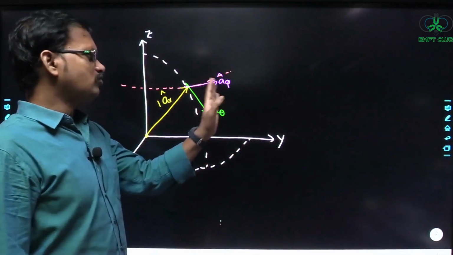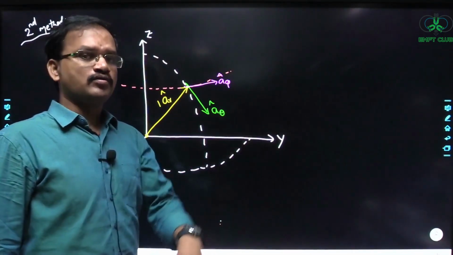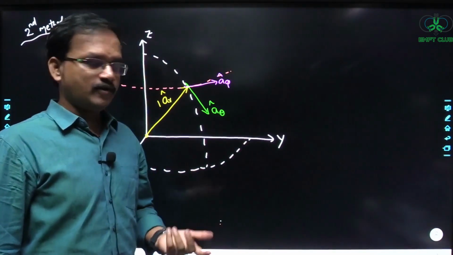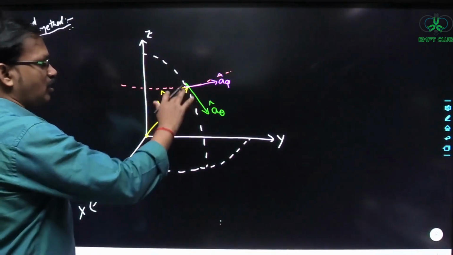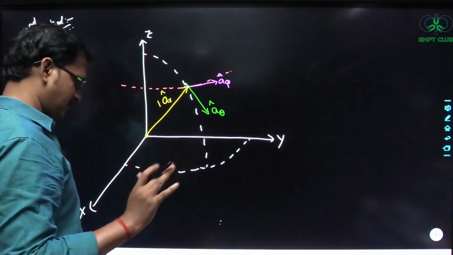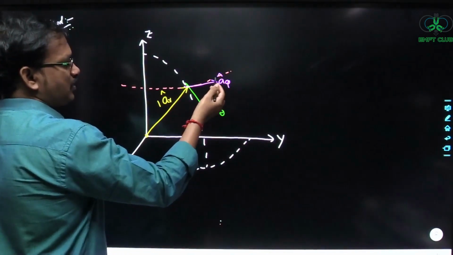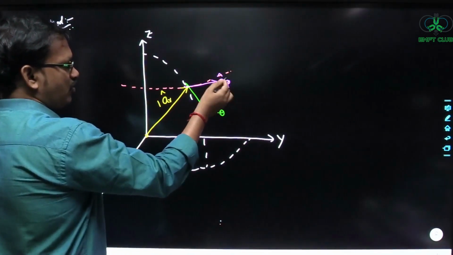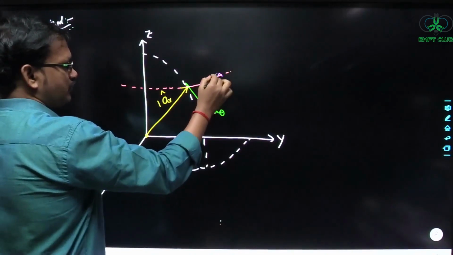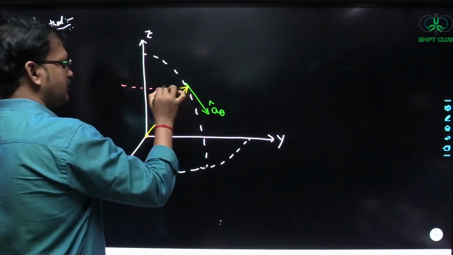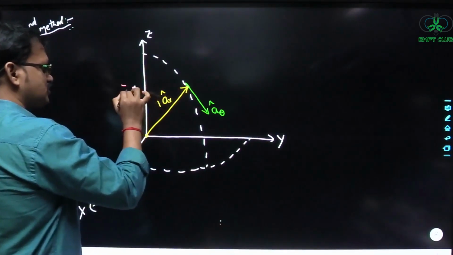Here we want to get the expressions for ar cap and a theta cap. We don't want this a phi cap because we have already derived it in the case of the cylindrical coordinate system. I have just drawn ar cap, a theta cap and a phi cap here. We have already derived a phi cap, so I am removing this. We want only the ar cap and a theta cap expressions.